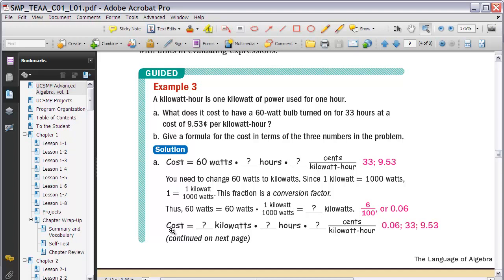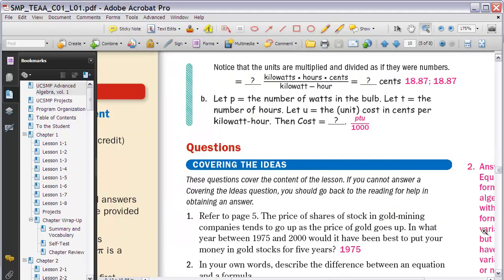Now if we figure out our cost, then it's going to be 0.06 times 33 times 9.53. So if we do that multiplication and division, we end up with 18.87 kilowatt hour cents per kilowatts minus hours. So we're performing those operations on the units just as if they were numbers. In other words, it would be 18.87 cents.